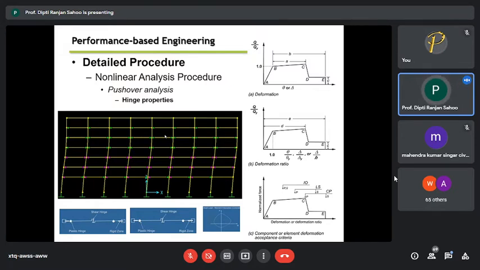In ETABS analysis or in SAP analysis, when you do the linear analysis, probably the only two parameters you give are E and Poisson's ratio. But when you do the nonlinear analysis, you have to give their expected behavior as the input. What is the expected behavior? Irrespective of how a column or beam is going to fail, you have to consider all possible modes of failure. For example, a beam may fail in shear or flexure. Similarly, a column may fail in shear or flexure or axial.